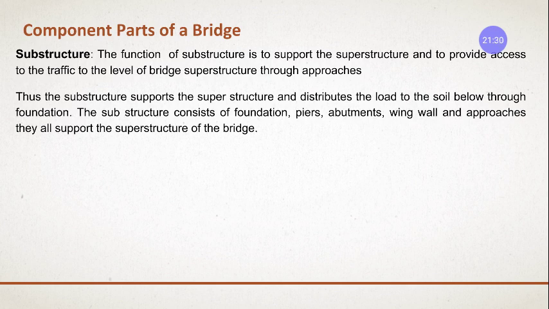Now what does the substructure consist of? The substructure consists of foundation, piers, abutments, wing walls, and the approaches. I have told you about the approaches, but what a wing wall, an abutment, and a pier are, we will study in the coming classes. Just understand what it is till now. And they support all the superstructures of the bridges.